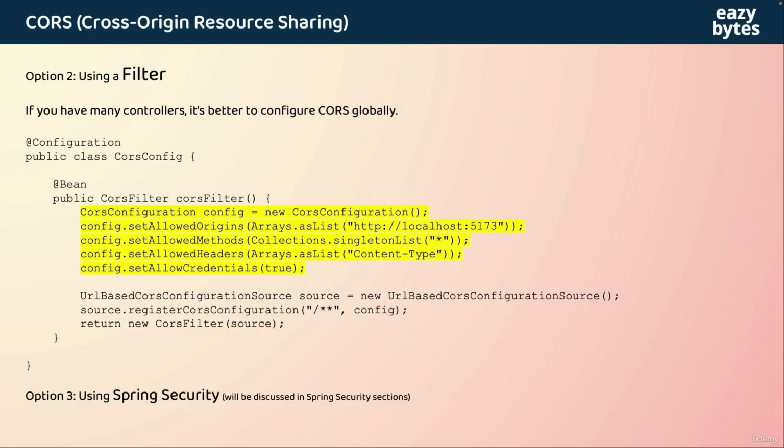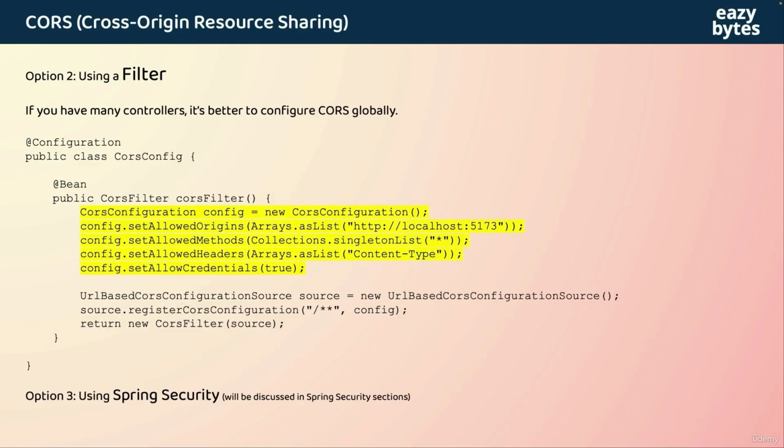Once all these configuration details are created, you need to pass these configuration details as an input to the object of URL based CORS configuration. So here, using the source.register CORS configuration, I'm trying to provide the CORS configuration. The purpose of this first parameter is I'm trying to set up this configuration for all REST API paths inside my application. That's the purpose of these /** that I have defined here.